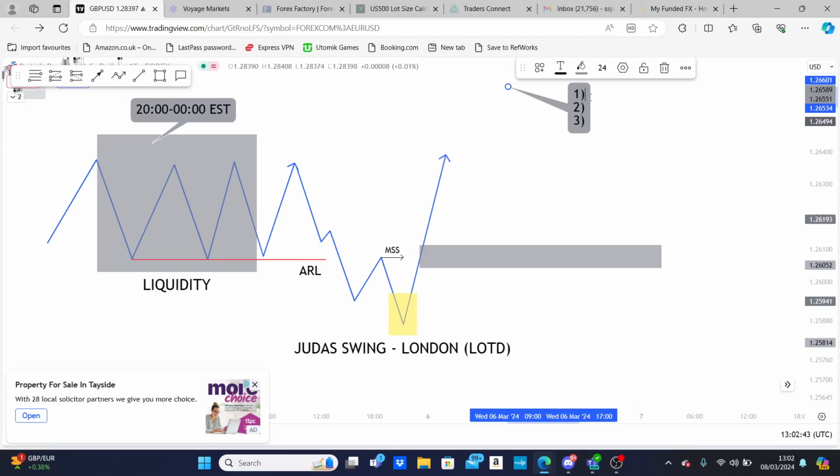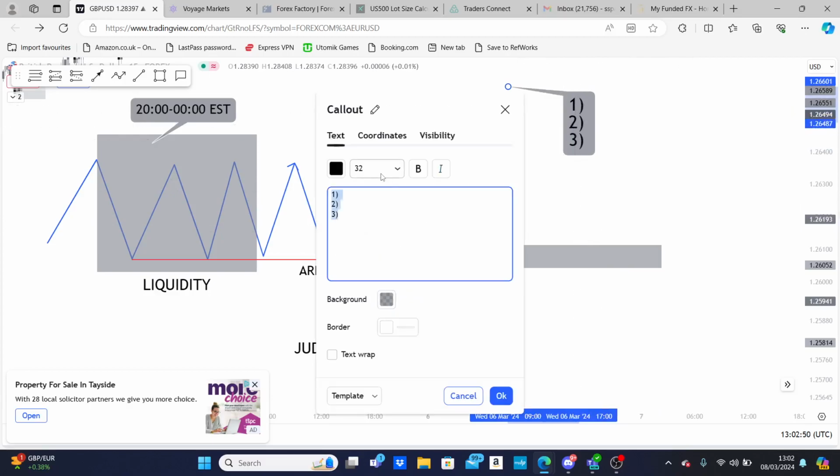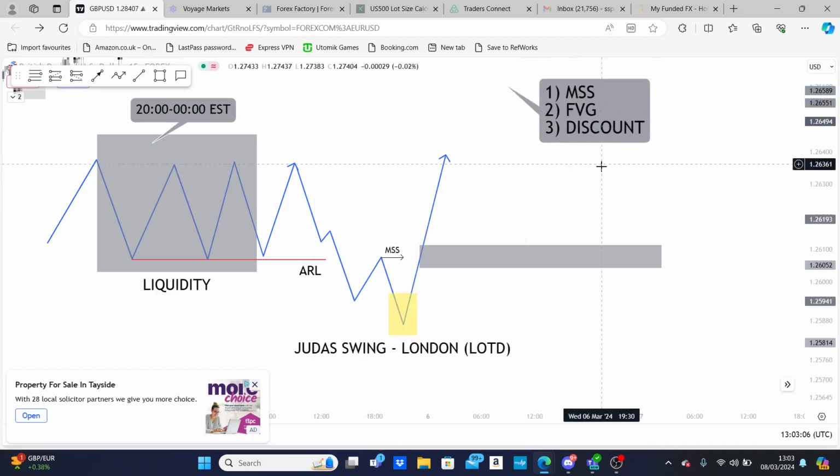Very systematic, very clean, very mechanical. You can't really mess this up unless you have a discipline problem. So the first thing we're looking for is a clean break of structure or a market structure shift, MSS. The second thing we're looking for is a fair value gap in price, or an inefficiency, which price will look to rebalance before going higher. And the third thing we're looking for is for price to be in the discount. These are three things we're looking for.